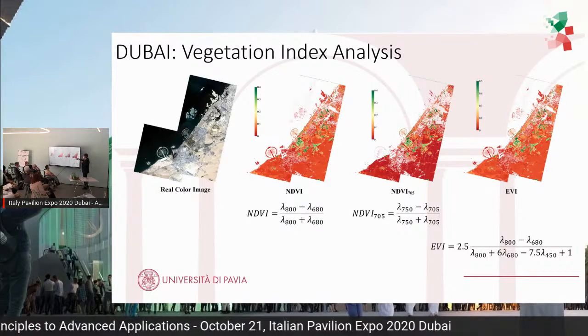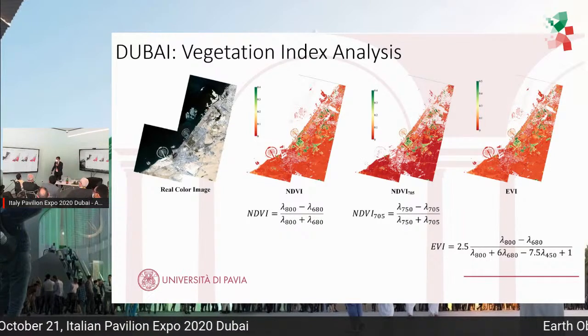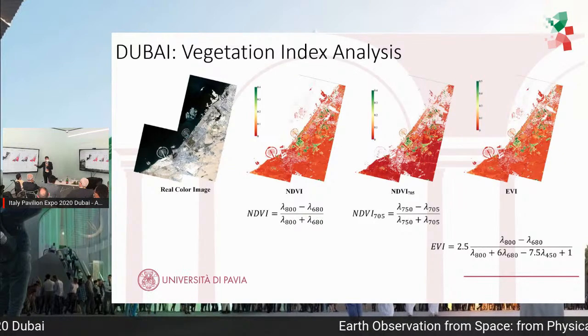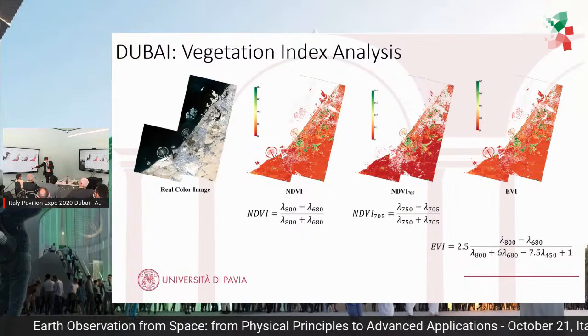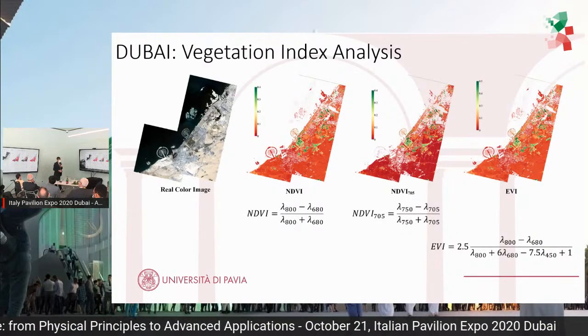And another possibility which people have been considering is this other index, which is called EVI, so Enhanced Vegetation Index, which is a combination of different frequencies. So not only do you see near infrared and red, but also going back to green.